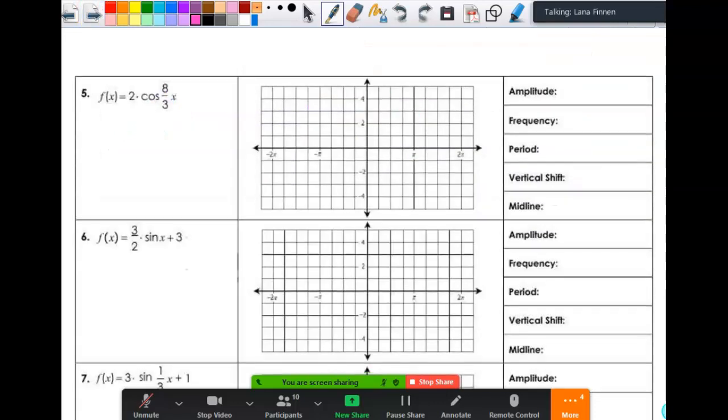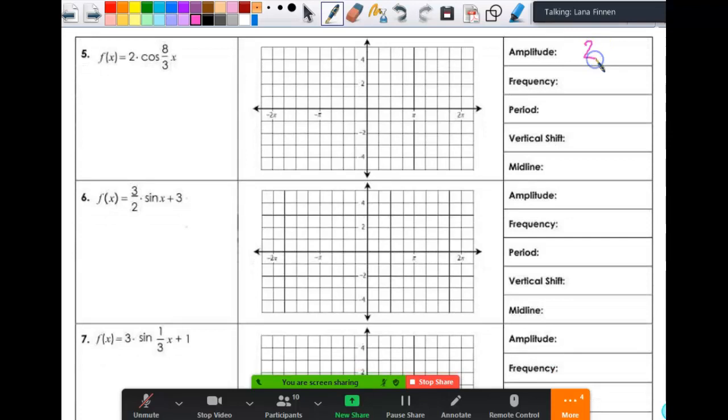So number 5, amplitude is 2, frequency is 8/3. What does that make the period? 3 pi fourths, yeah. Makes it 6 pi eighths, which is 3 pi fourths. Because remember, it's the same as 2 pi times the reciprocal of that. And if you need to write it down so you don't do something weird, that's fine. It's 2 pi times the reciprocal, which is 3/8. And then that's what's going to give you 3 pi fourths for the period. All right, our vertical shift is 0. Midline is y equals 0.